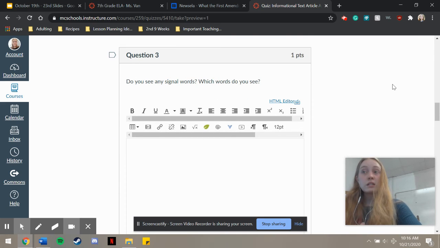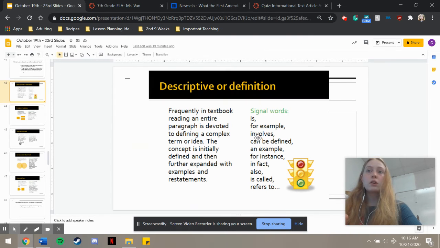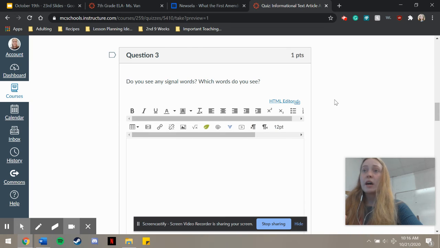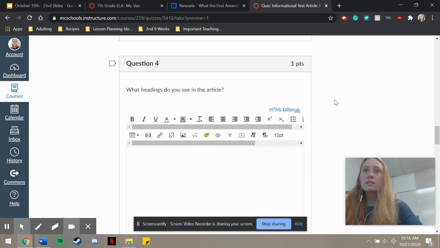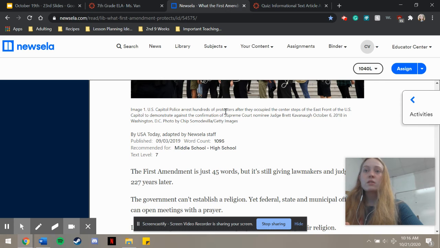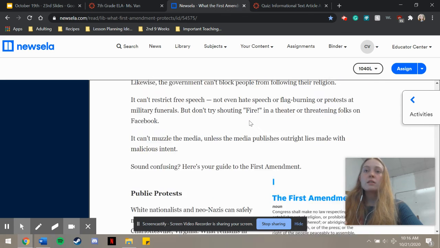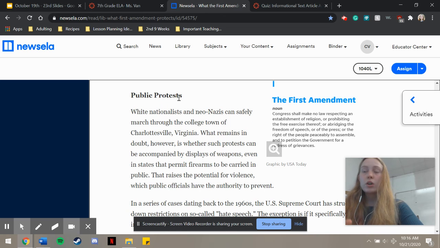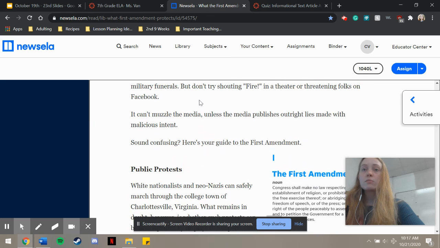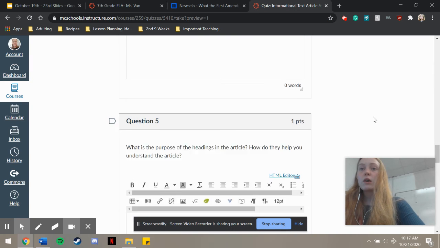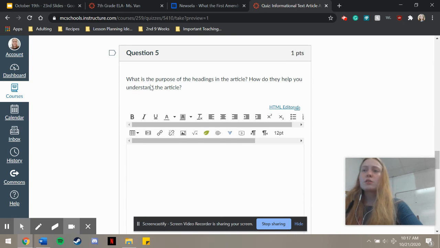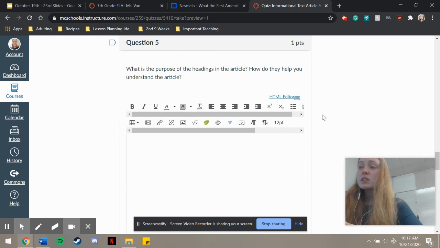Do you see any signal words? Remember, signal words are listed here. Signal words can help us determine what type of category it is. And then headings. Let's look for some headings. Headings are things like the title and different bolded or larger words that introduce a new topic. I want you to list the names of any headings that you see in the article. Then answer, why do you think the author chose to use headings in this article? Do they help you understand the article?